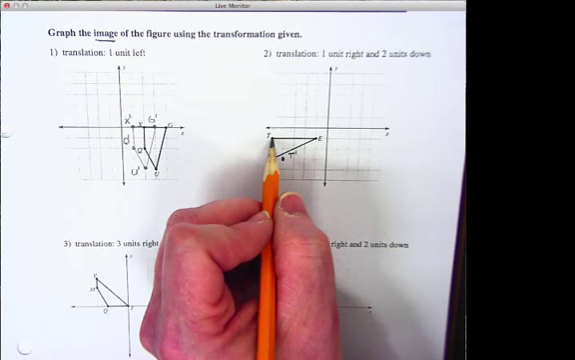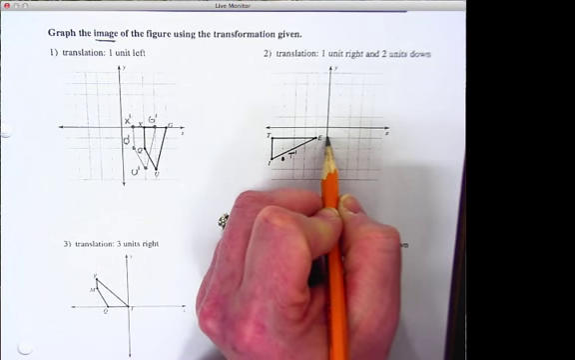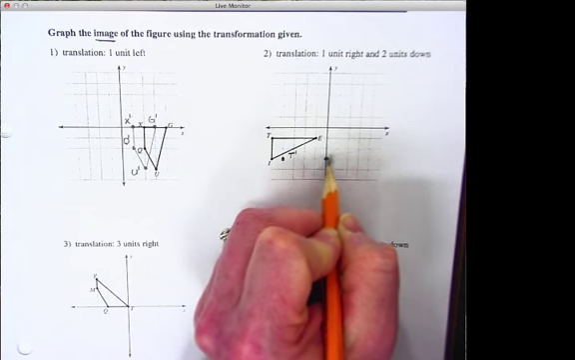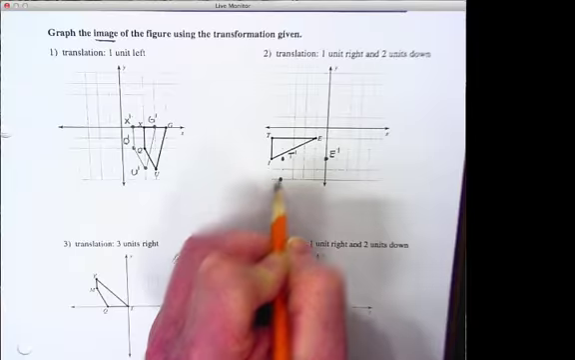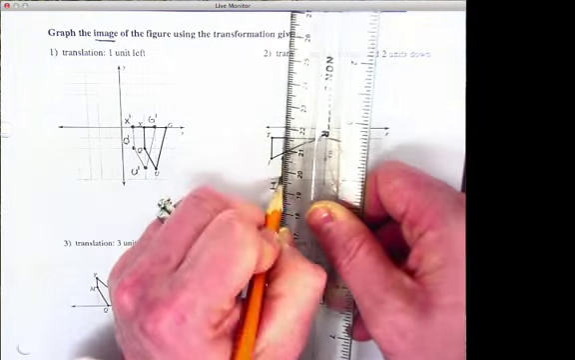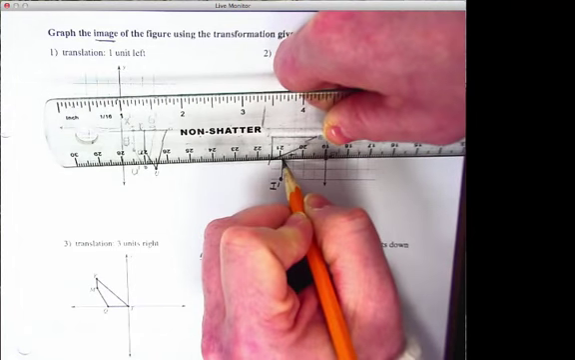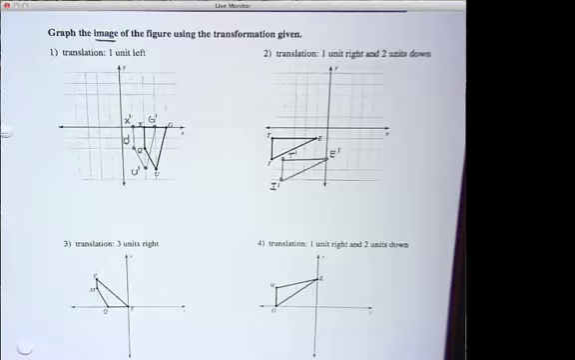So we're just sliding it across and down. Now E, 1 unit to the right and down 2 units. There's E prime. I, 1 unit to the right and down 2 units. Okay, we're going to connect it. And it's the same shape, it just moved over a little bit.